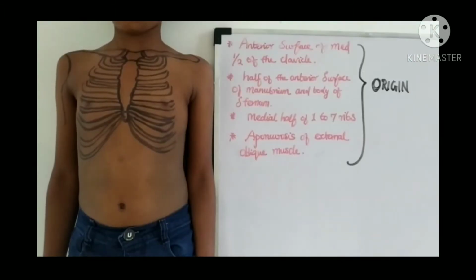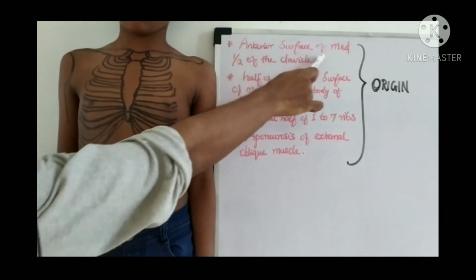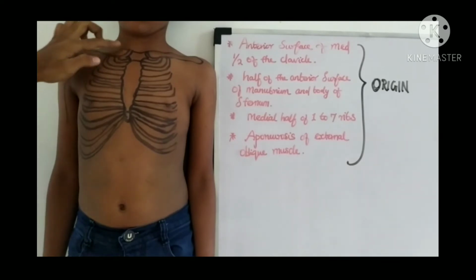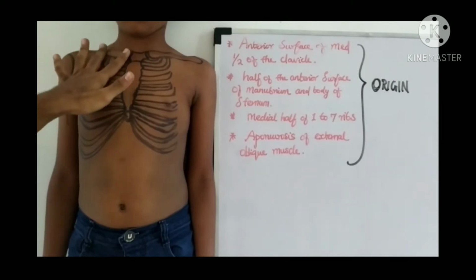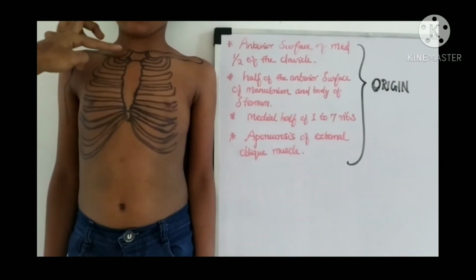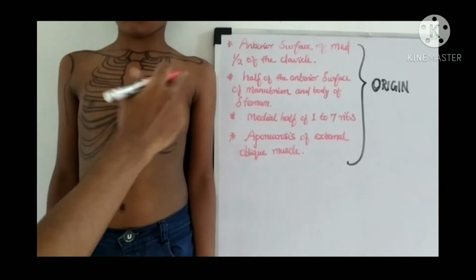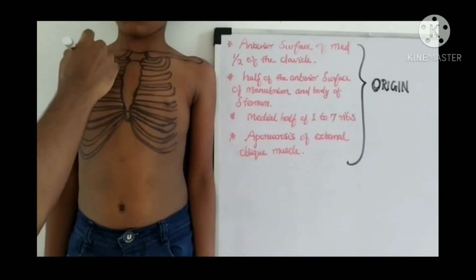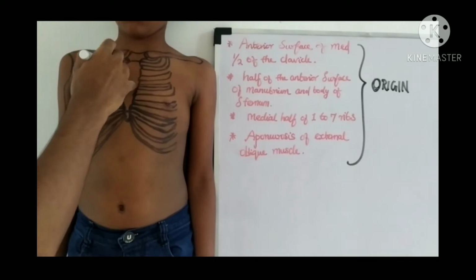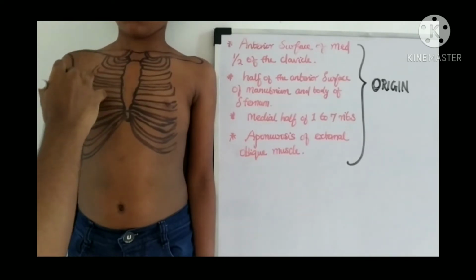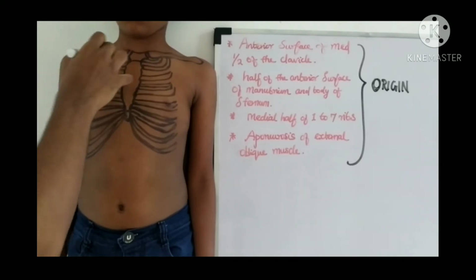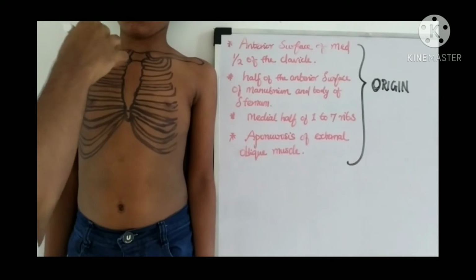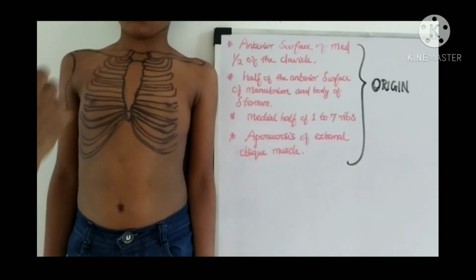So now let's see. Here you can see the anterior surface of the medial half of the clavicle. Here you have the clavicle. This is the medial half of the clavicle, and this is the lateral half. From the anterior surface of the medial half, the muscle takes origin, and it comes like this. The clavicular fibers come like this. Hope it is visible to you.